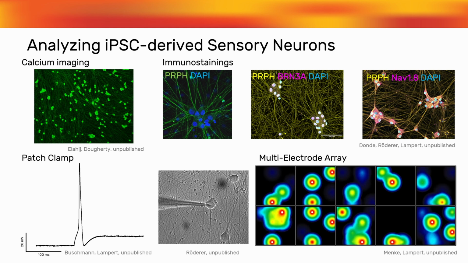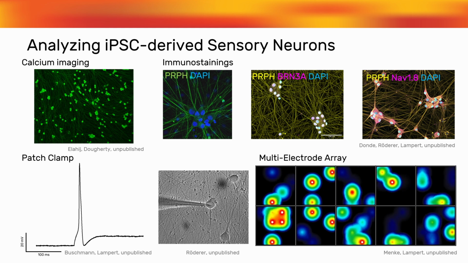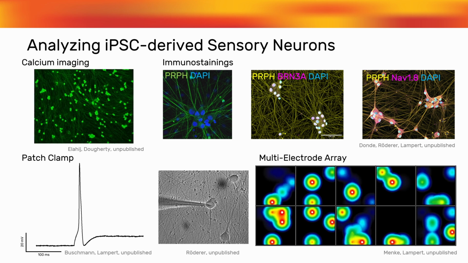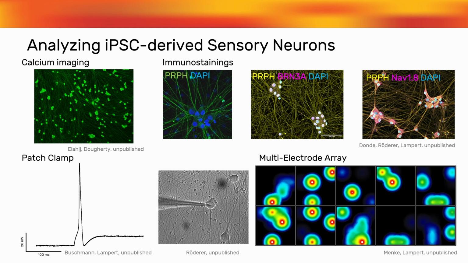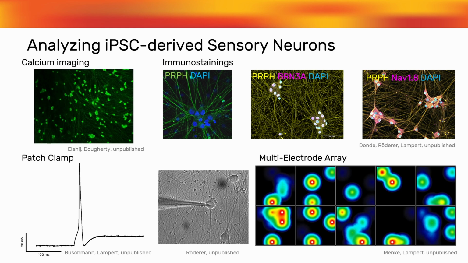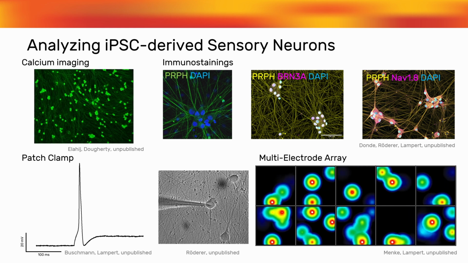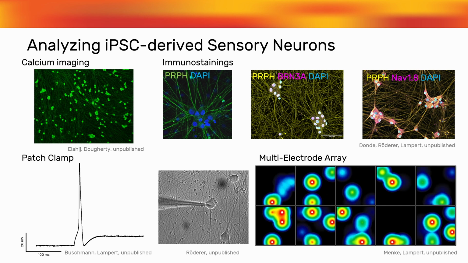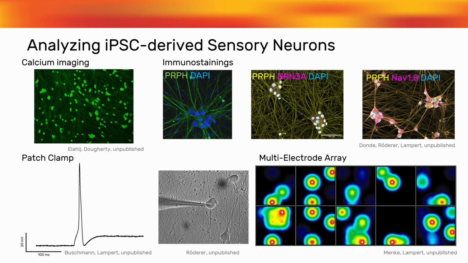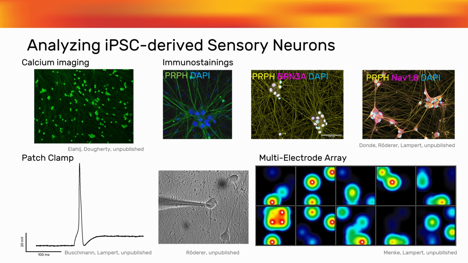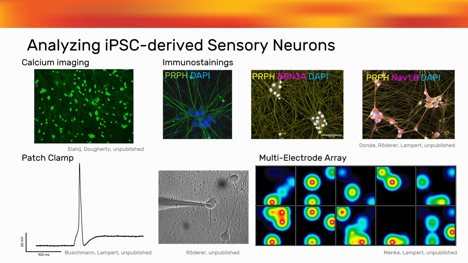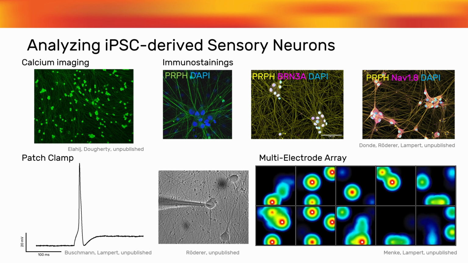Once cultures are established, several complementary tools can be used to rigorously characterize and analyze iPSC-derived sensory neurons. And here we summarize some examples. First, calcium imaging allows us to monitor activity in large populations of neurons and assess responses to stimuli in a relatively high throughput way. Second, immunostaining enables us to verify neuronal and sensory marker expression, for example, staining for peripherin with BRN3A or sodium channels to confirm neuronal identity and culture quality.